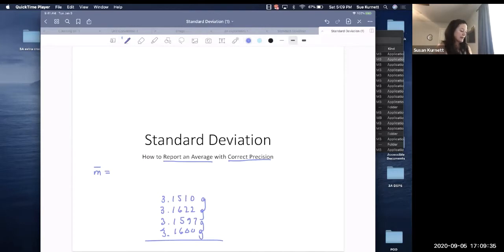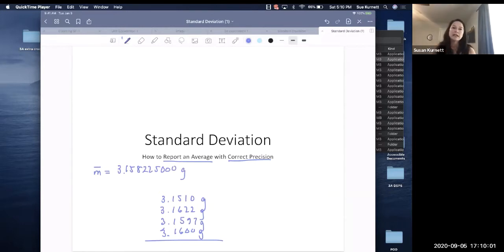If you have a calculator handy, you could be doing this too at the same time, and that would be good practice. For what we're doing tonight, you absolutely need a calculator handy. So go ahead and grab one if you don't have one yet. So I have an average that is 3.158225000 grams according to my calculator.